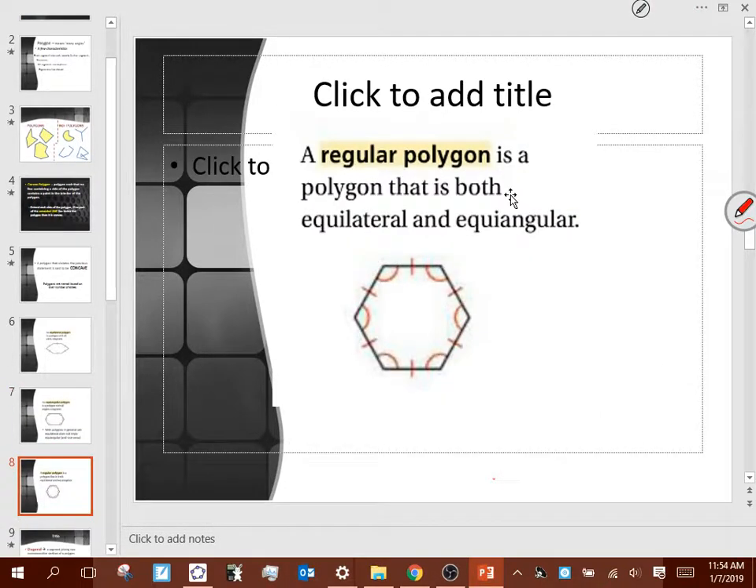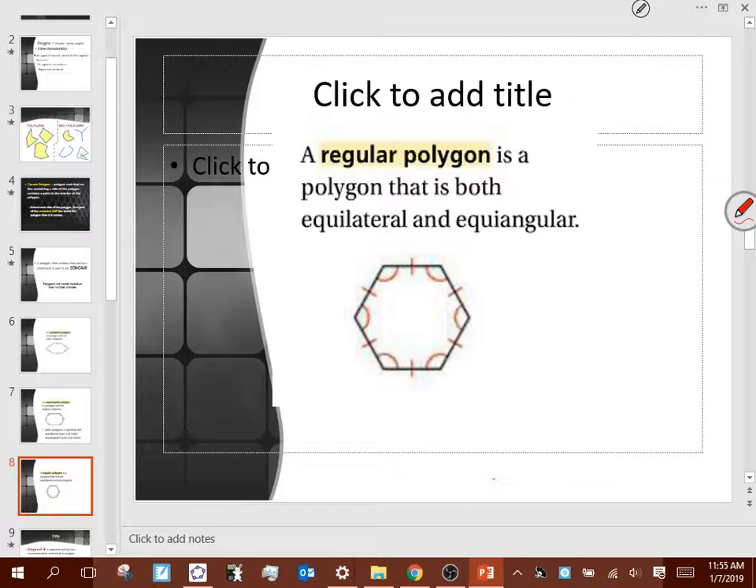However, that does occur sometimes. A hexagon is not always equilateral when it is equiangular, and it's not always equiangular when it's equilateral. But when that relationship does exist within a hexagon, we say that hexagon is regular. When it happens with an octagon, we say that octagon is regular. When it happens with a pentagon, we say that pentagon is regular.